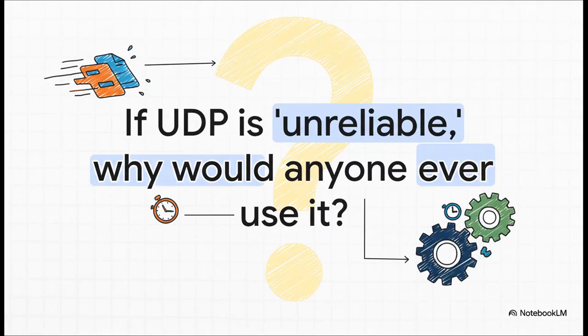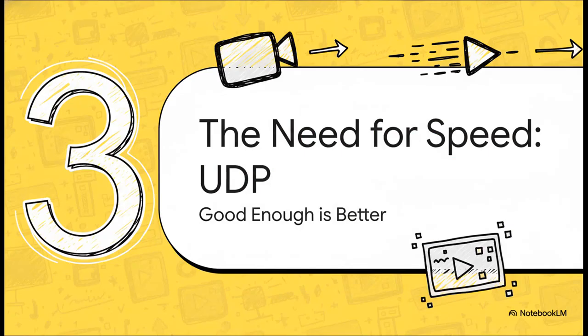So this brings up a pretty obvious question, right? If UDP is literally called unreliable and offers no guarantees, why on earth would any developer ever choose to build their application with it? It kind of sounds like a recipe for disaster, doesn't it? Well, as it turns out, there's a really, really good reason. And that reason, in one word, is speed.